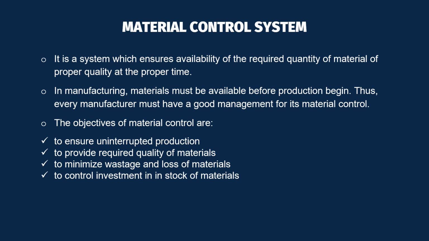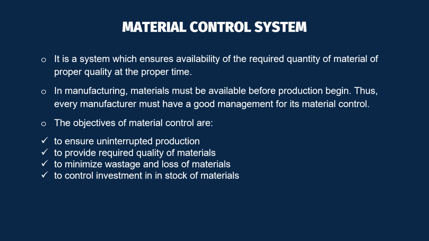Okay, so as a manufacturing company, we already know that materials are the most important for them, because without material they cannot run the production. Therefore, the material must be available before the production begins. Therefore, it is very crucial for the manufacturer to ensure that they have good management of material control.